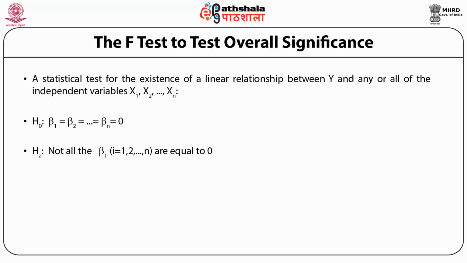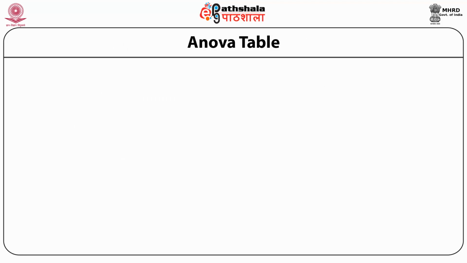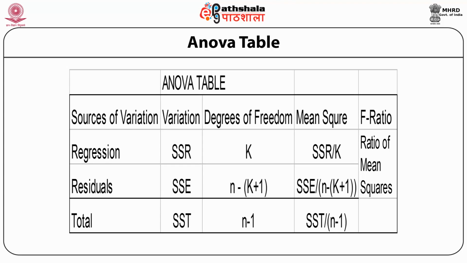So if the value of F is found to be significant, it means there is a significant relationship between the dependent variable and the independent variables. So our model is found significant. This is the ANOVA table that is usually produced by the various software when we are running the multiple regression analysis.